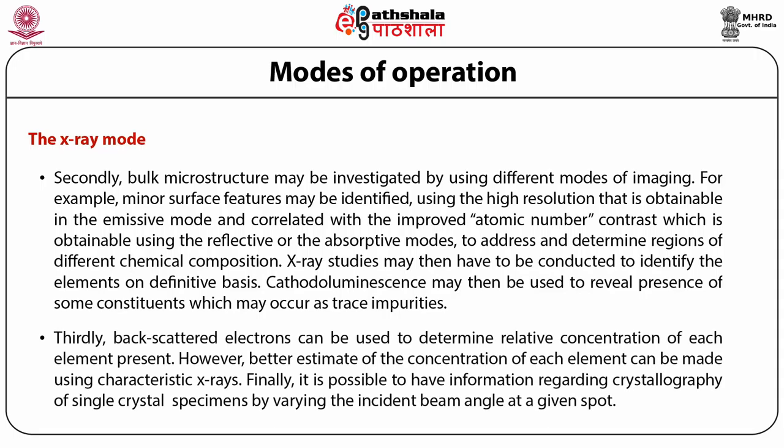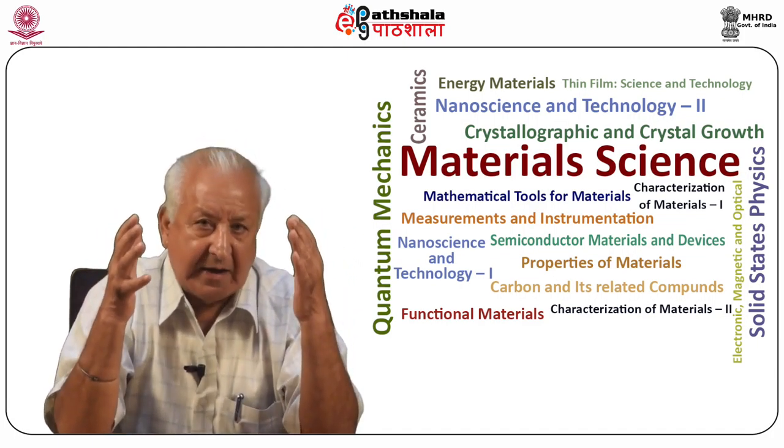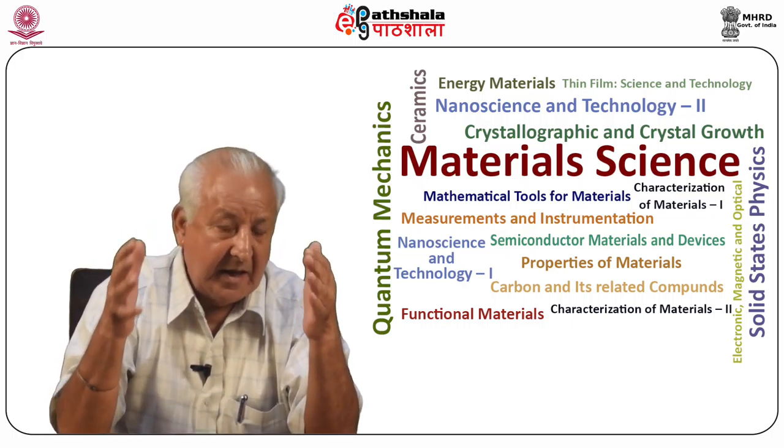Thirdly, backscattered electrons can be used to determine the relative concentration of each element present. However, a better estimate of the concentration of each element can be made using characteristic X-rays. Finally, it is possible to have information regarding the crystallography of single crystal specimens by varying the incident beam angle at a given spot. The electron probe microanalyzer, that's EPMA.